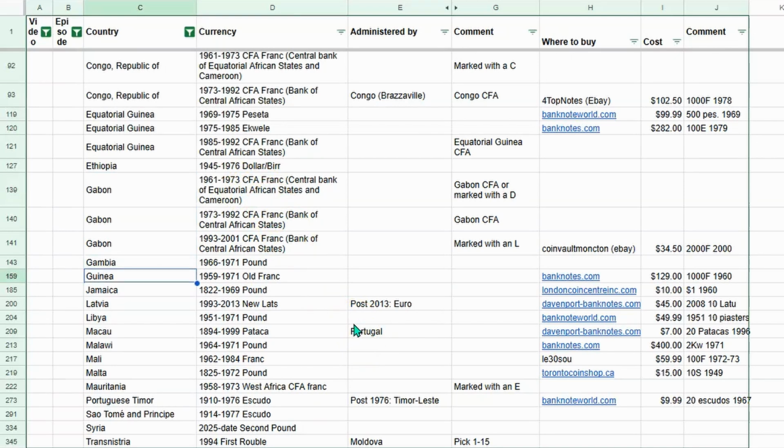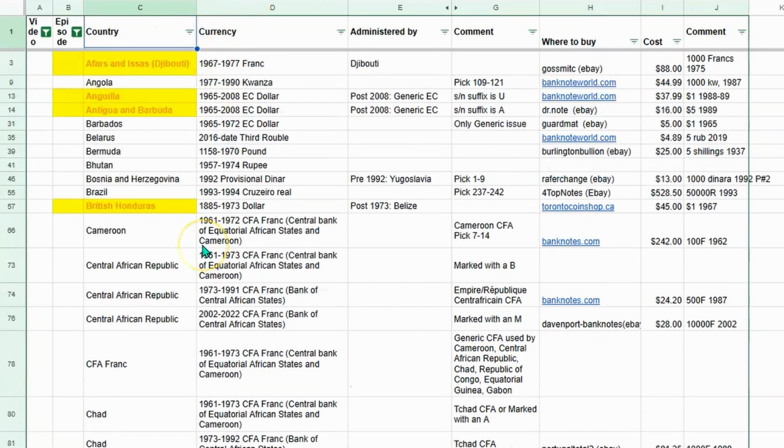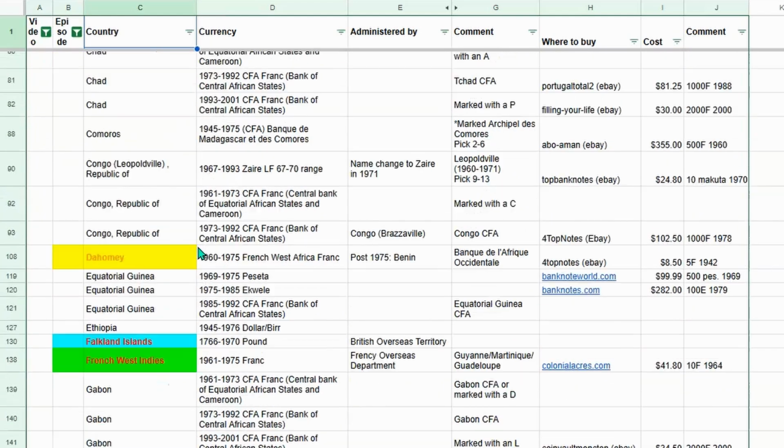The Gambia, Guinea, Jamaica, Latvia, Libya, Macau, Malawi, Mali, Malta, Mauritania, Portuguese Timor, before it got independence in 1976, St. Thomas and Principe, Syria, and Syria is because they just changed their denomination to the second pound starting in 2025, so I need a modern note from Syria. And finally, Transnistria, the first ruble. And this, ladies and gentlemen, would be all of the notes that I am missing to complete my collection.